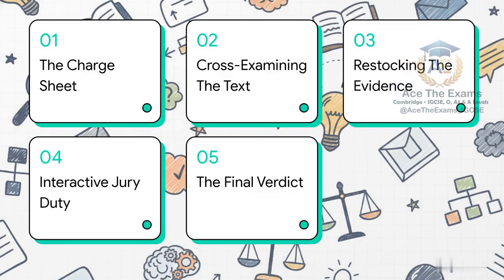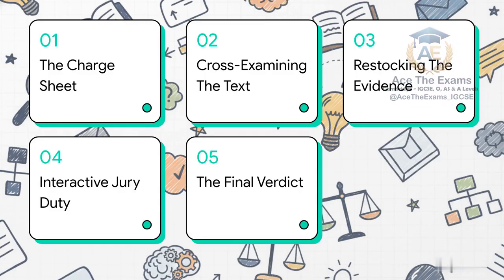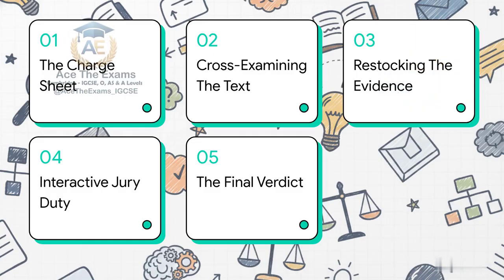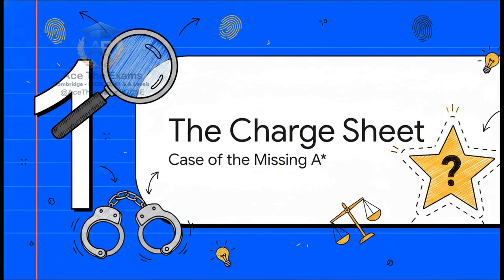Let's quickly review today's court docket so you know exactly what we're tackling. We'll start with the charge sheet, then we'll move into cross-examining the text, followed by restocking the evidence. After that, I'm putting you to work with some interactive jury duty. And finally, we'll wrap it all up with the final verdict. All right, let's dive right in.